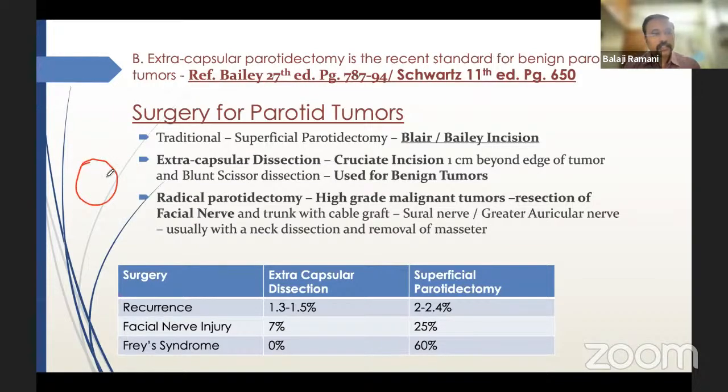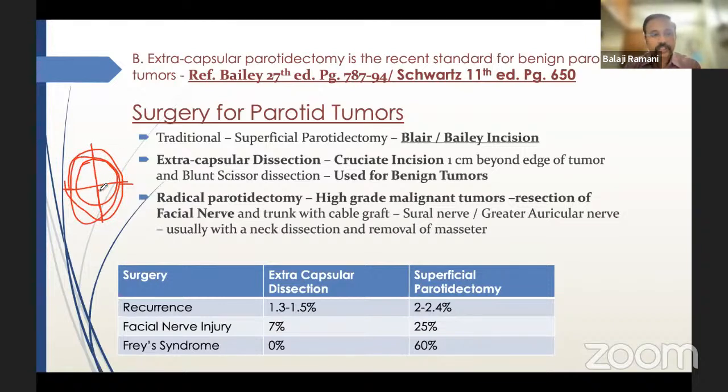Suppose this is the parotid gland tumor. Whenever you are going to excise it by extrafacial or extracapsular dissection, what you will essentially do is make a cruciate incision on the surface of the gland. Let us say the actual parotid tissue is somewhere like this, and whatever I have put here in the center is the tumor area. You make a cruciate incision, and then using blunt scissors, you keep going till you are 1 centimeter beyond the tumor, and then you excise this particular area.